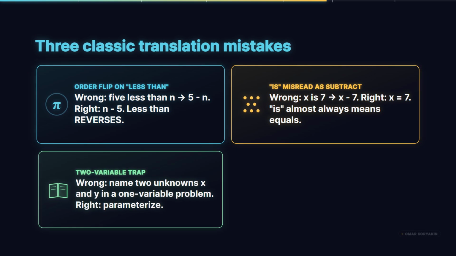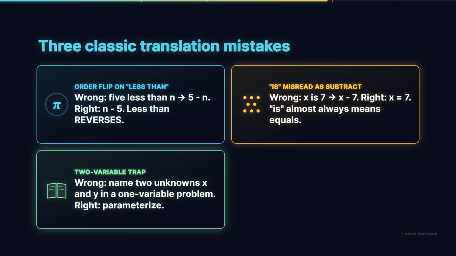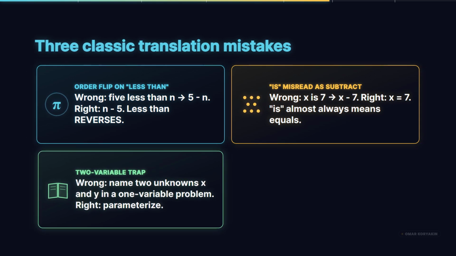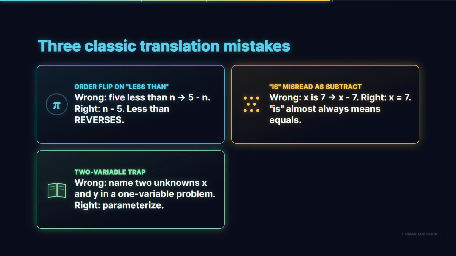Two variable problems like rates and mixtures need both variables explicitly. The choice between one and two variables depends on the structure of the problem, and parameterizing well is the most important translation craft skill in the course.